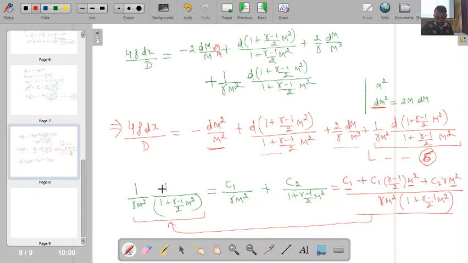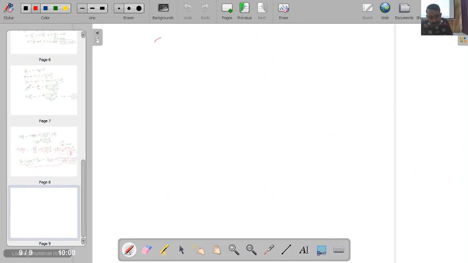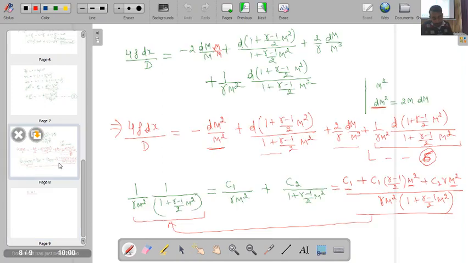Okay, so if you compare on the left hand side, I don't have any m terms, I have only a single constant, that is 1. So I can equate this first constant on the right hand side with the constant on the left hand side. This will give me C1 is equal to 1. Is this point clear?